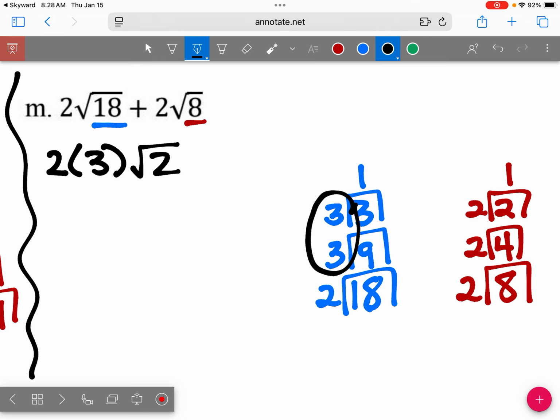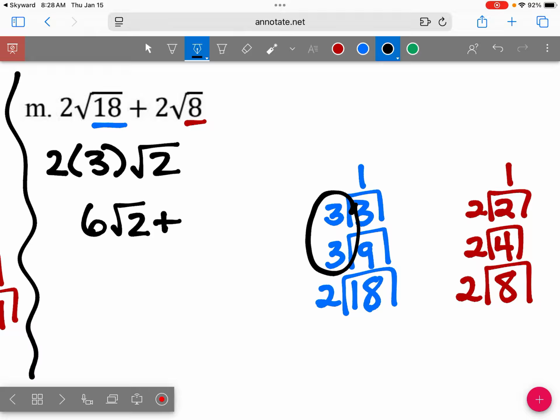The only thing I saw coming around that some people did was they left the 3 under and brought the 2 out. You have to have a twin to come out. So the 3 comes out and the 2 has to stay. So that's going to make that a 6. A 6 square root of 2.